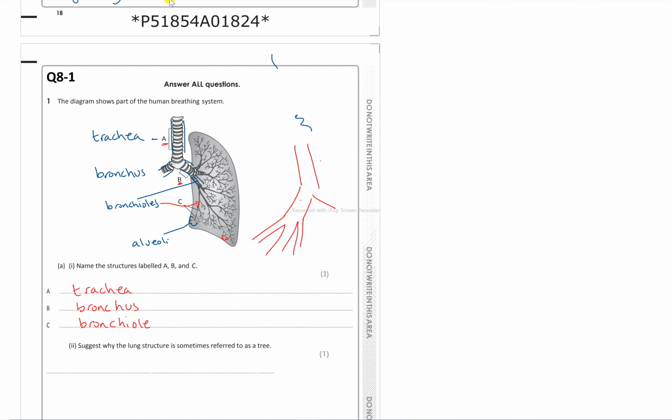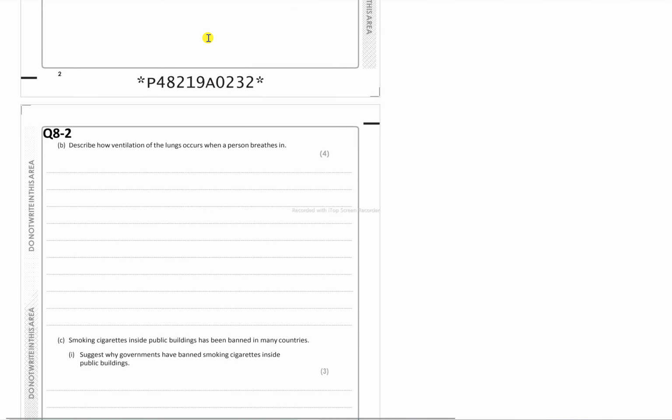Right. Why is the lung structure sometimes referred to as a tree? Because it looks like branches, doesn't it? It branches out. That's a weird question, but anyway, let's continue on.